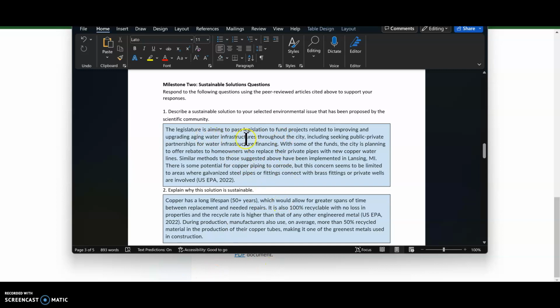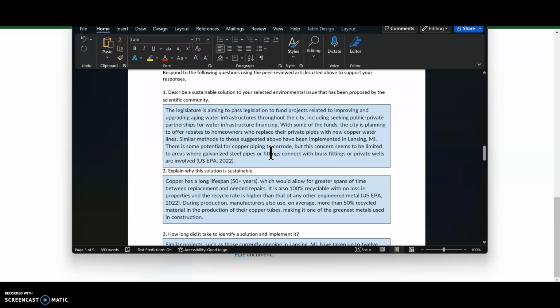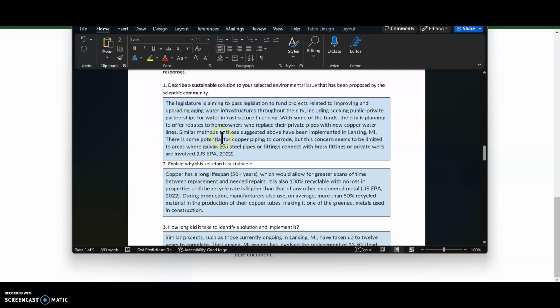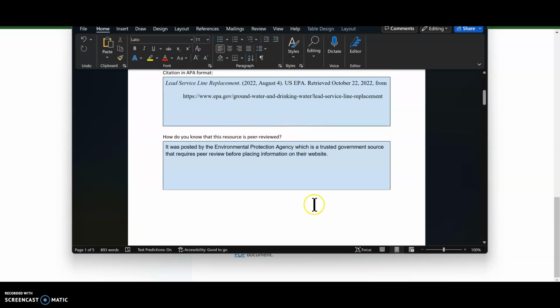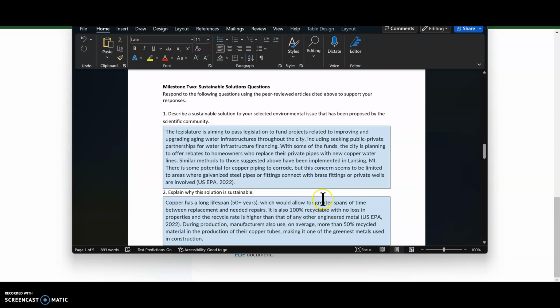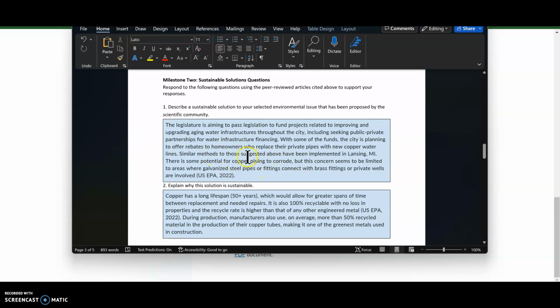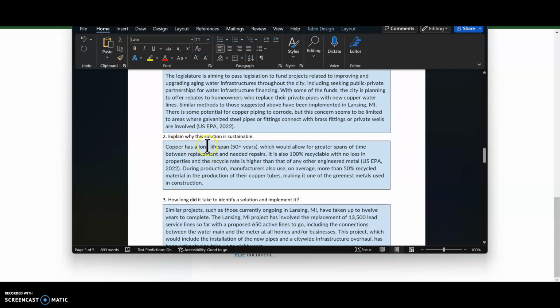So I'm talking about the solution that was proposed, that they were going to replace the lead pipelines with copper pipes. And then I'm talking about why this solution is sustainable. Now, from that article that I chose here, I put a quote, and I'm supporting a claim that I'm making using an in-text citation. So remember, it's either the author or organization and the year that it was published. And so then I'm talking about in here why it's a sustainable solution.